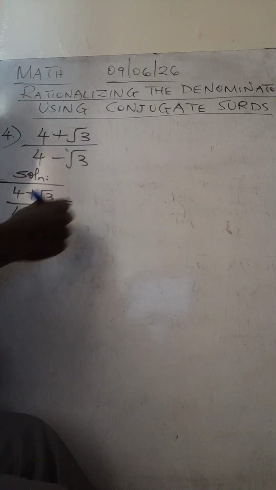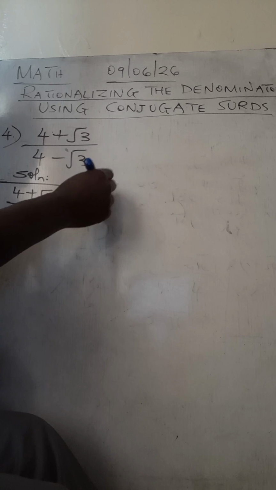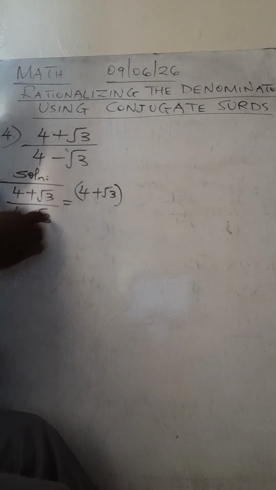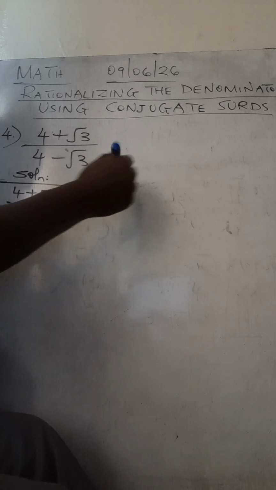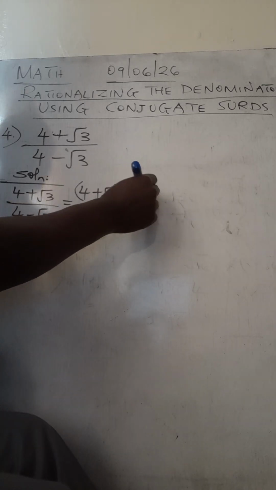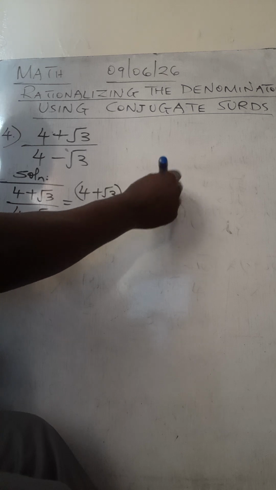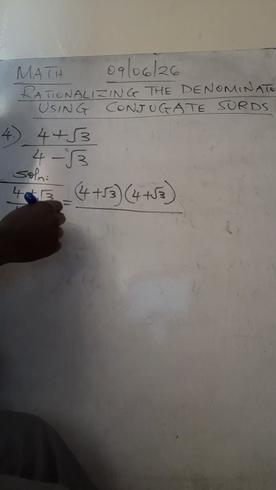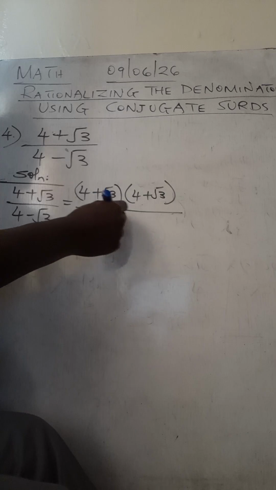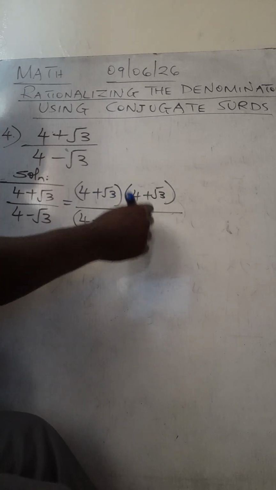is the same as 4 plus root of 3 times the conjugate surd of the denominator. You change this sign to be positive because it is negative now. Change it to be positive, so plus, 4 plus root of 3 over 4 minus root of 3 times its conjugate surd.